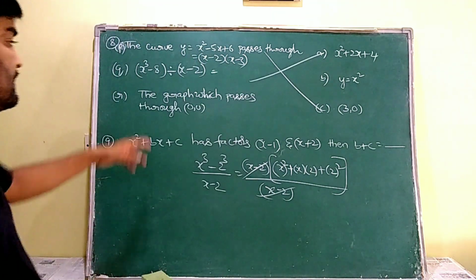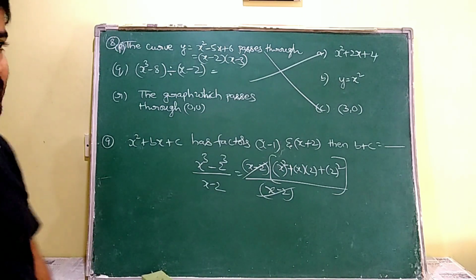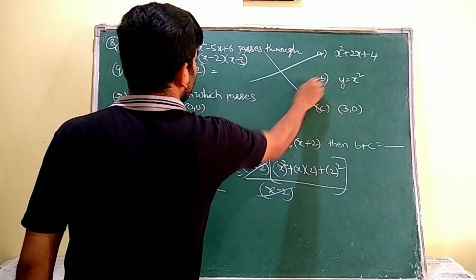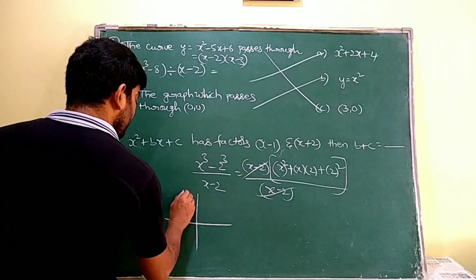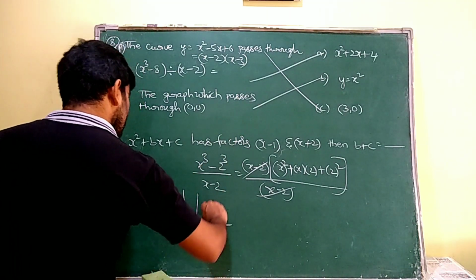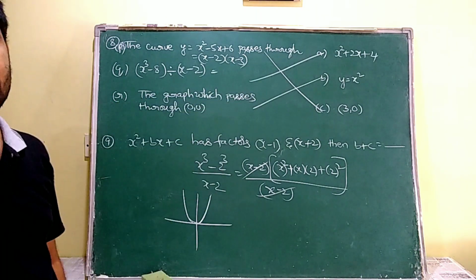Then we know that the graph which passes through 0, 0 is asked, that is y is equal to x square. This is known as a symmetric parabola. That means this parabola passes through the origin like this one. This is the parabola which represents y is equal to x square.